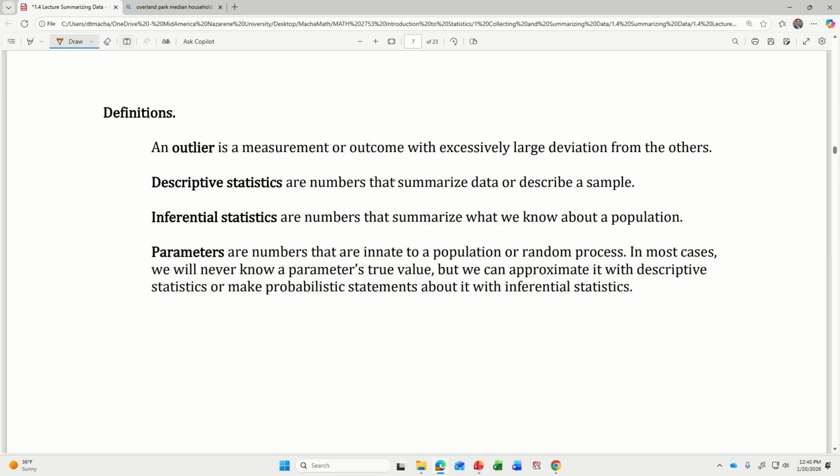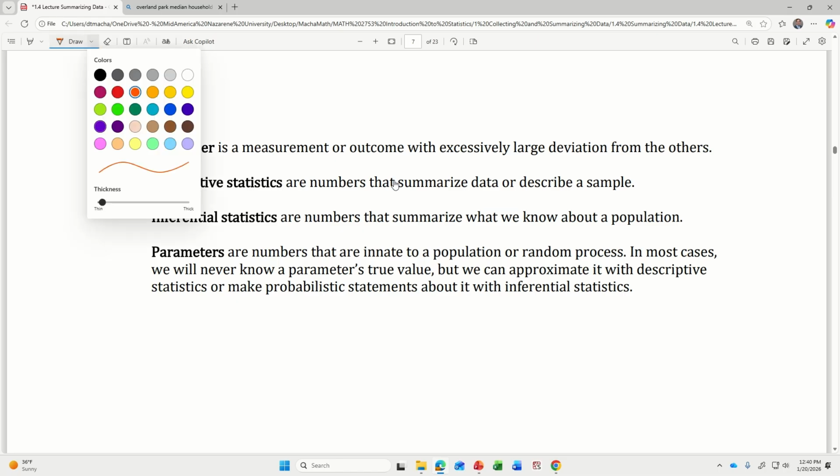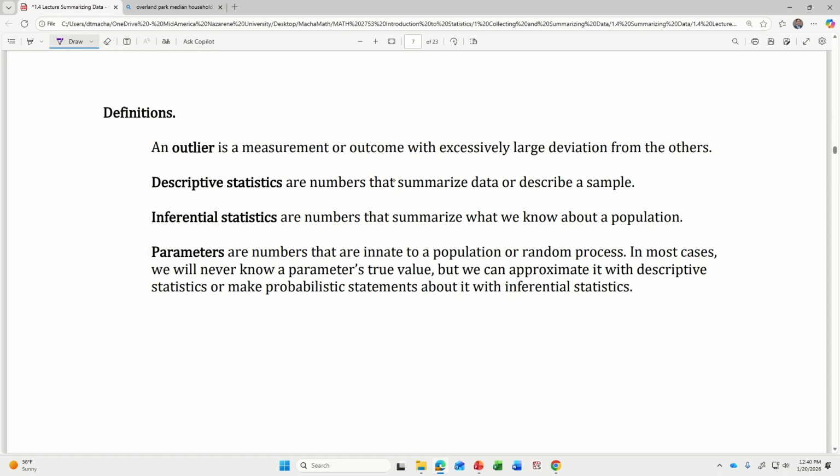An outlier, like we said, is a measurement or outcome with excessively large deviation from the others. Descriptive statistics are numbers that summarize data or describe a sample. Sample mean and sample median are both examples of descriptive statistics.